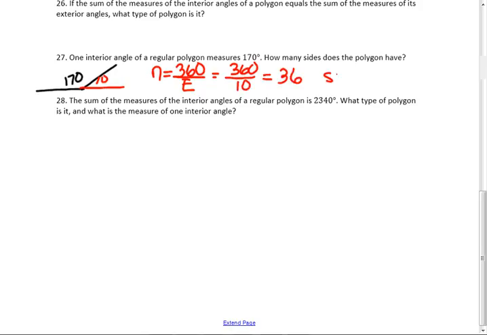Now, do you want to do it the other way, just for fun? Because that's harder. On the blue sheet? Which one?